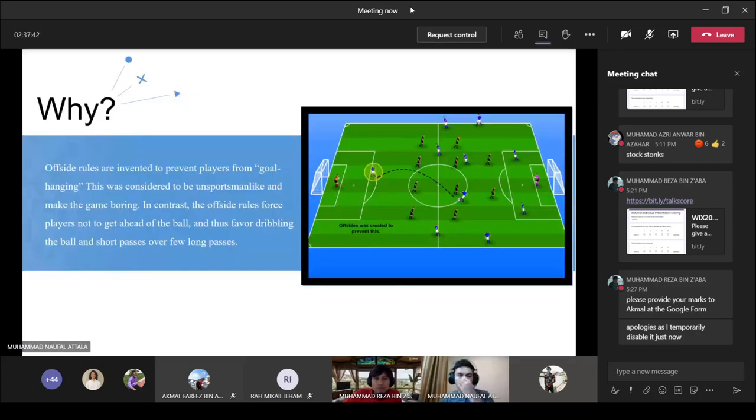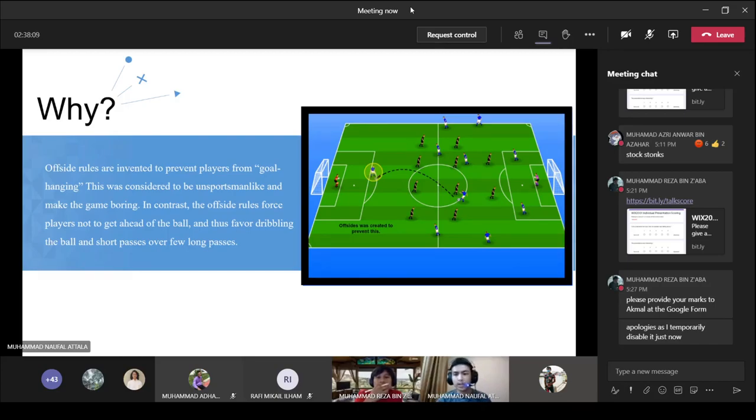Next, why exactly was the offside rule made? Offside rules were invented to prevent players from goal hanging. This was considered unsportsmanlike and made the game boring. In contrast, the offside rule forced players not to get ahead of the ball, and thus favored dribbling the ball and short passes over a few long passes.